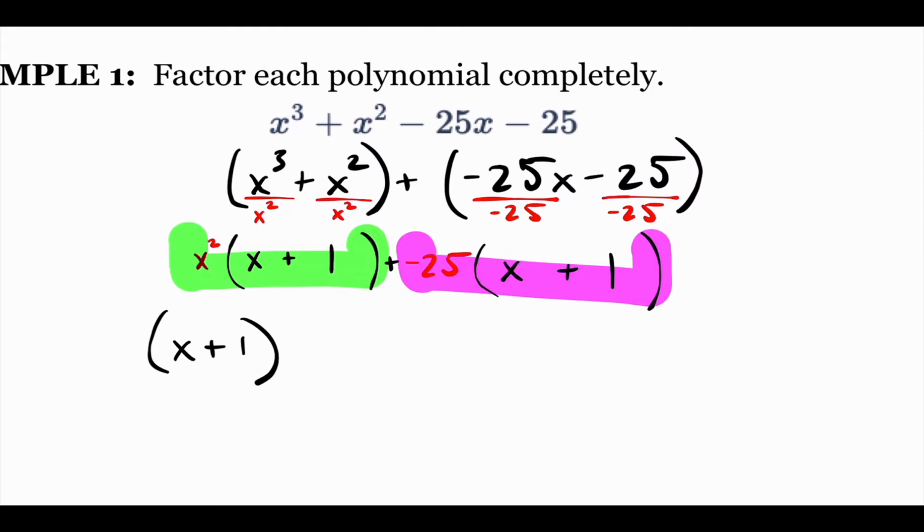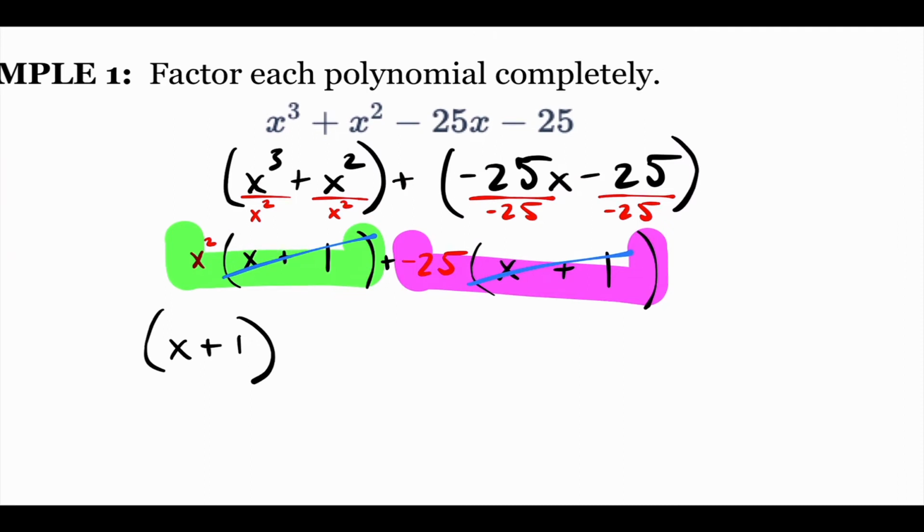Now, when I use a GCF, they lose them. They always lose whatever they had before. So those x plus 1s go away. Now I'm going to write the leftovers. What's the leftovers now that I haven't used? x squared plus a negative 25, which is the same thing as minus 25, right? Plus a negative means just subtraction.